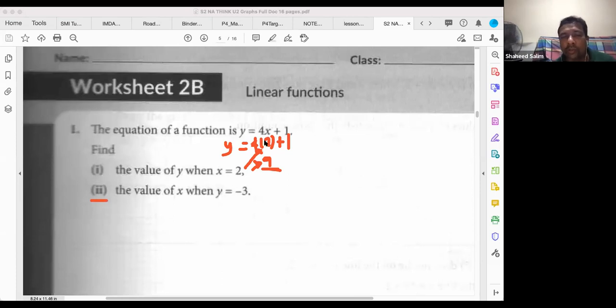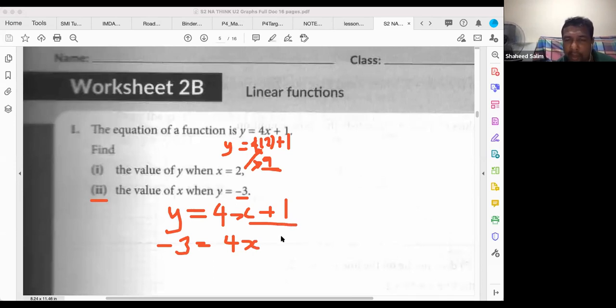So how to do this question? Now you want to find x, but they tell you what y is, right? So we write down first: y equals 4x plus 1. They tell you y equals minus 3. We'll put minus 3 here, because y equals 4x plus 1. Plus 1, I can bring over to that side, becomes minus 1. Minus 1 minus 3 means minus 4. Oh, sorry, down here is plus 1. I bring it over, it becomes minus 4, right?